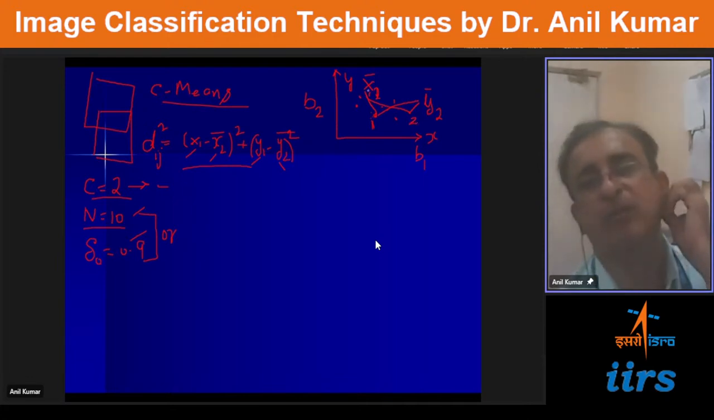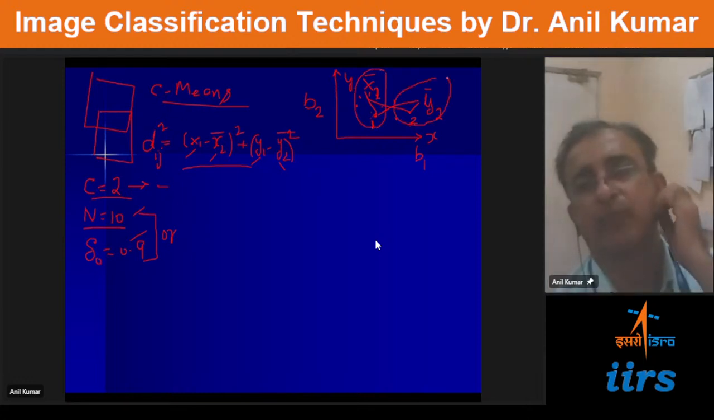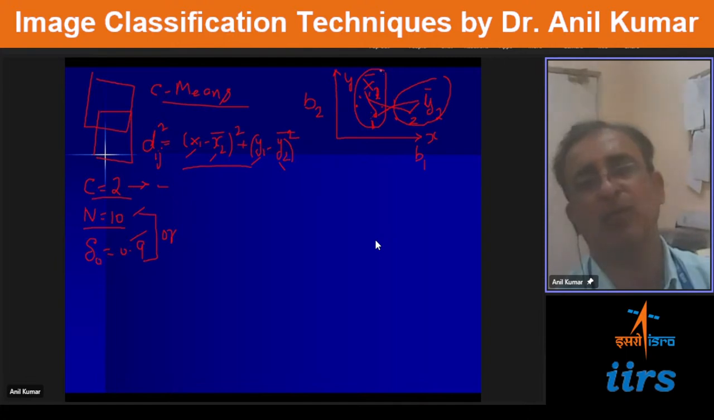So what will happen? A few pixels will come to cluster 1 and a few pixels will come to cluster 2. Whatever pixels we got in cluster 1, we can use those pixels to find out the new mean. And same way for here, we can find out the new mean.